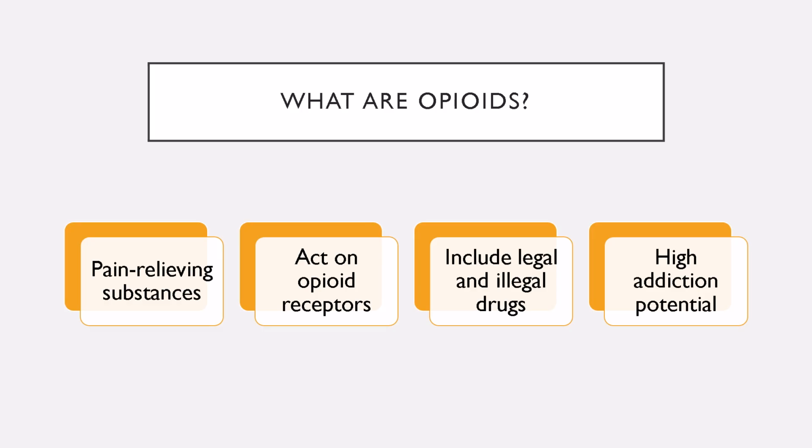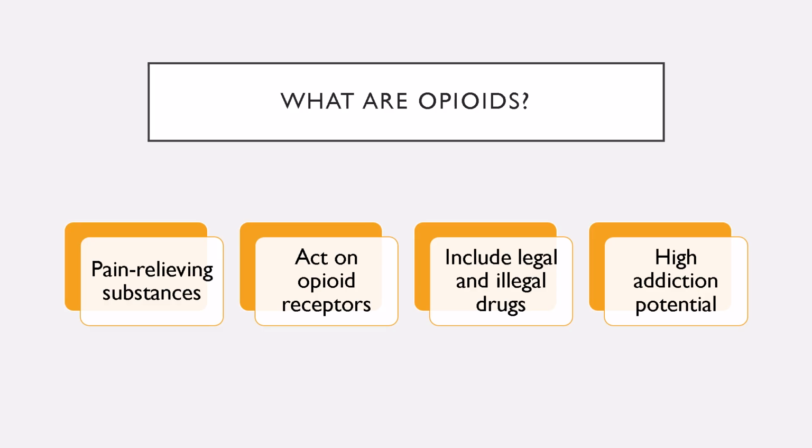Opioids are a class of substances primarily used for pain relief. They work by binding to the opioid receptors in the brain and the body. These receptors are part of a system that regulates pain, pleasure, and certain bodily functions. When opioids activate these receptors, they reduce the perception of pain, and that can create a sense of euphoria or relaxation.